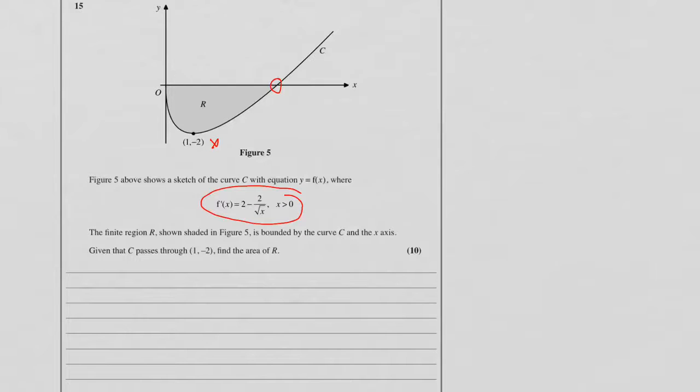So we're trying to find the area of this region down here. And we all know that's going to end up being negative because it's below the axis. Now to work out the area, I'm going to need that point there. I'm also going to need the equation of the curve. I'm going to label that point A, I think. So that's what I need.